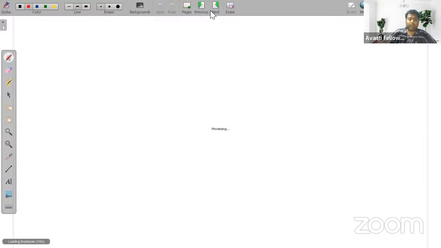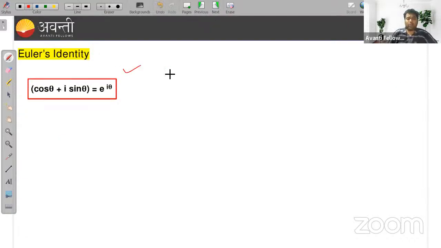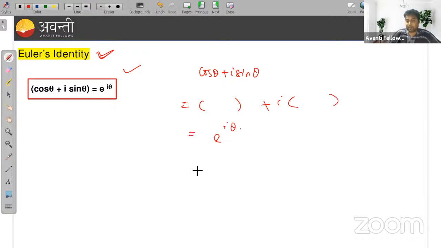Now, all of you know, already I told you, cos theta plus i sin theta. It's actually called Euler's identity. Remember, it's called Euler's identity. If you put the expansion of cos theta here plus i into the expansion of sin theta here, then I will get the expansion of e to the power i theta. So remember, this is called my Euler's identity. Is that clear?